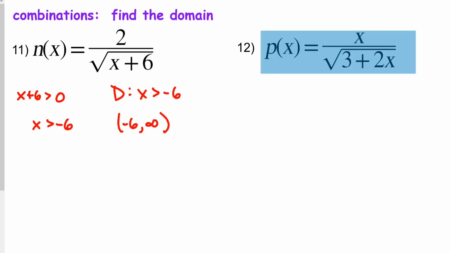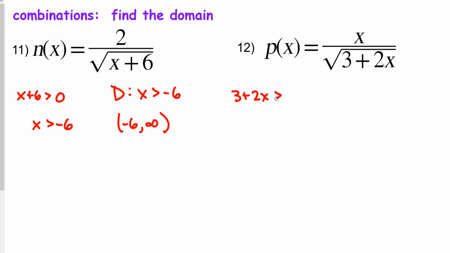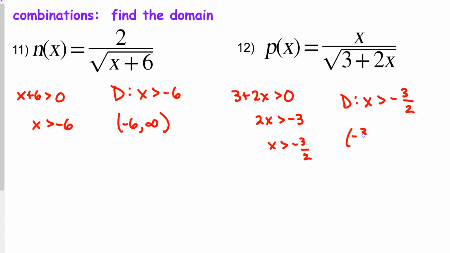And then last one, same idea. We have a radical in the denominator, so the radicand 3 plus 2x has to be greater than 0. We'll solve that for x. It doesn't matter about the x on the top because you can have 0 or any other number on the top. X is greater than negative 3/2, so that's our domain. And if you want to write that with interval notation, that's fine.